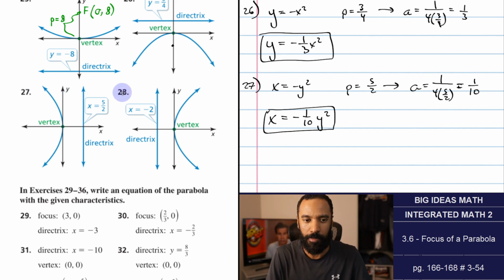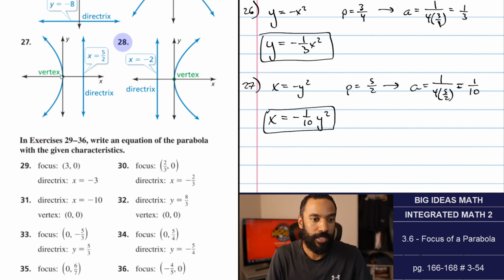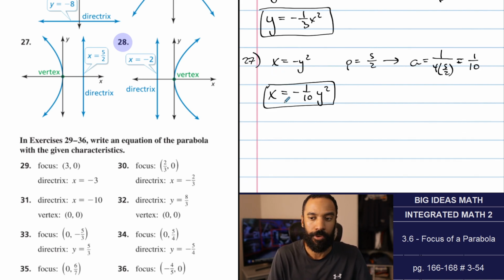If I ever do say p is a positive number when it's truly negative, you're going to have to go with me on what I'm going to do with it. p units to there is the focus. It's inside the vertex. I know that p is negative. I understand I'm going to go to the left.